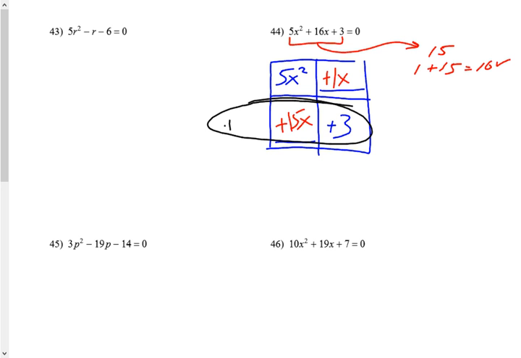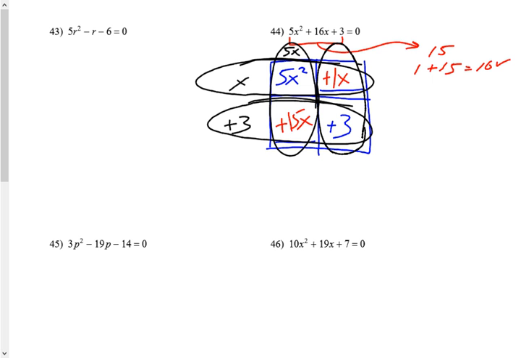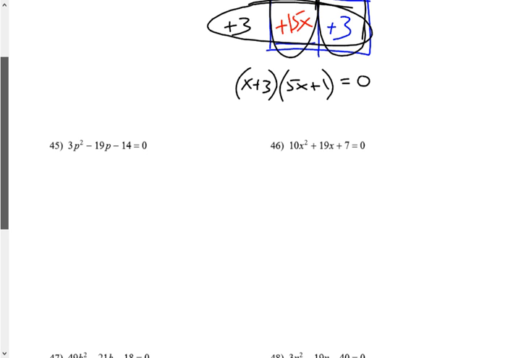this is going to be a +3. Here it's only an x I can get rid of. Here, a 5x. And here, +1. So there's my factors. Well, now I need to set both of these equal to 0.